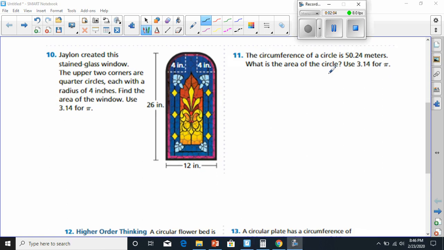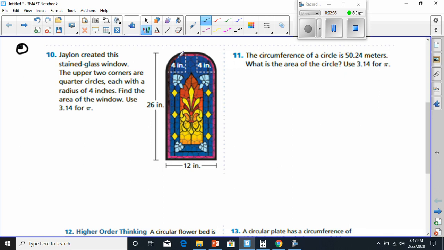And this one looks like it's going to be pretty lengthy. It says Jalen created this stained glass window. The two upper corners are quarter circles. A quarter circle means 1/4 of a circle. If I drew that out, it would be basically 1/4. Okay, each with a radius of 4 inches. So that tells me going to the middle of my circle is 4 inches. Find the area of the window using 3.14 as pi, the whole window.